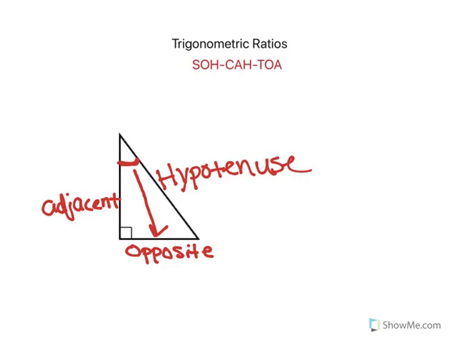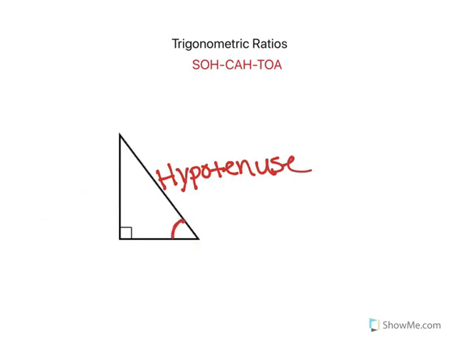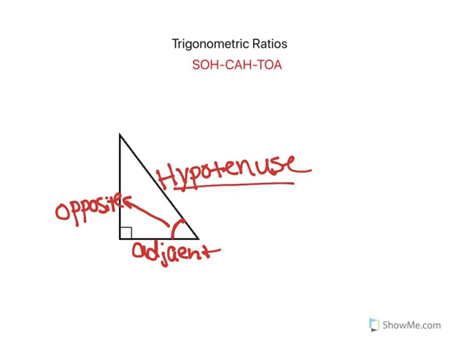Now, if we were to be dealing with the bottom right angle instead of this top angle, these two labels would switch. So let's suppose that I'm looking at this angle. Well, opposite would be this side, and adjacent would be down here at the bottom. Notice hypotenuse does not change. That is always the longest slanted side that's across from the 90-degree angle. That is always hypotenuse. Opposite and adjacent, it just depends on which angle you're looking at.